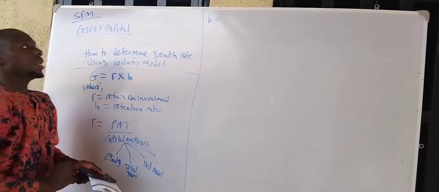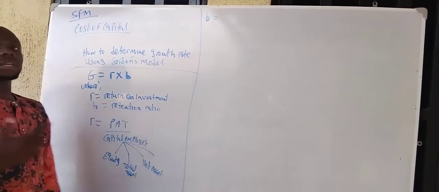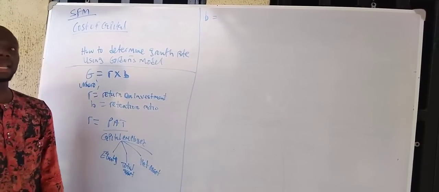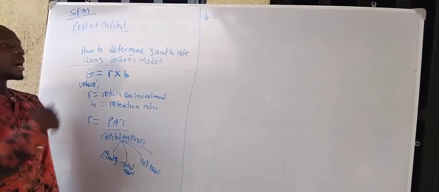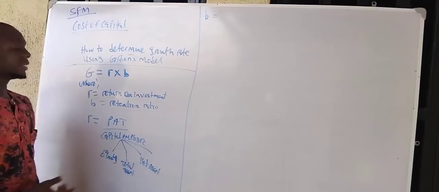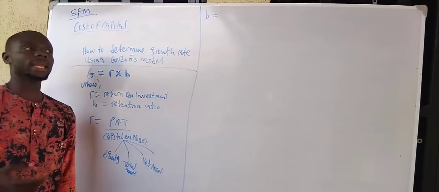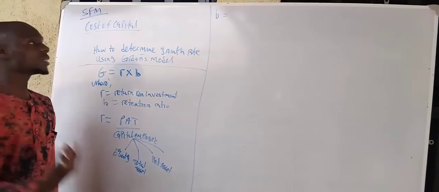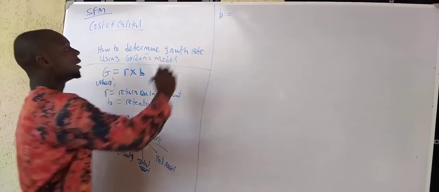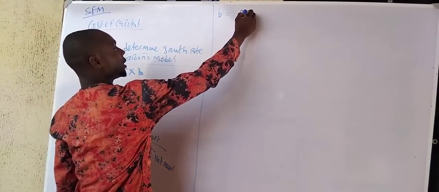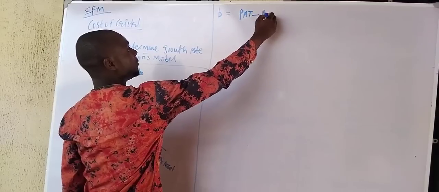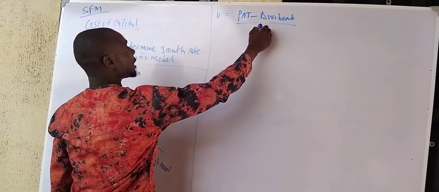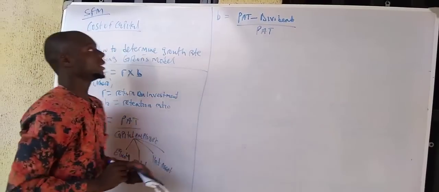Retention means that when you have profit after tax, you pay dividend. What you have after the payment of dividend is what we call retained earning, also called retention, because that retained earning could be used for investment. Now, retention ratio is equal to profit after tax minus dividend paid, divided by profit after tax. This will give us the retention ratio.